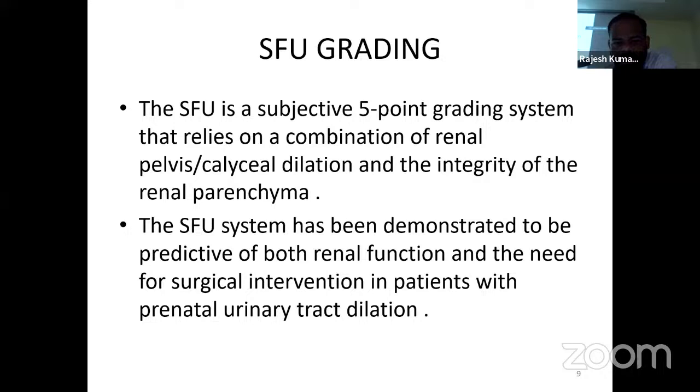Now, SFU grading, Society of Fetal Urology grading, is a subjective 5-point grading system that relies on a combination of renal pelvis or calyceal dilatation and the integrity of the renal parenchyma. The SFU system has been demonstrated to be predictive of both renal function and need for surgical intervention in patients with prenatal urinary tract dilatation.